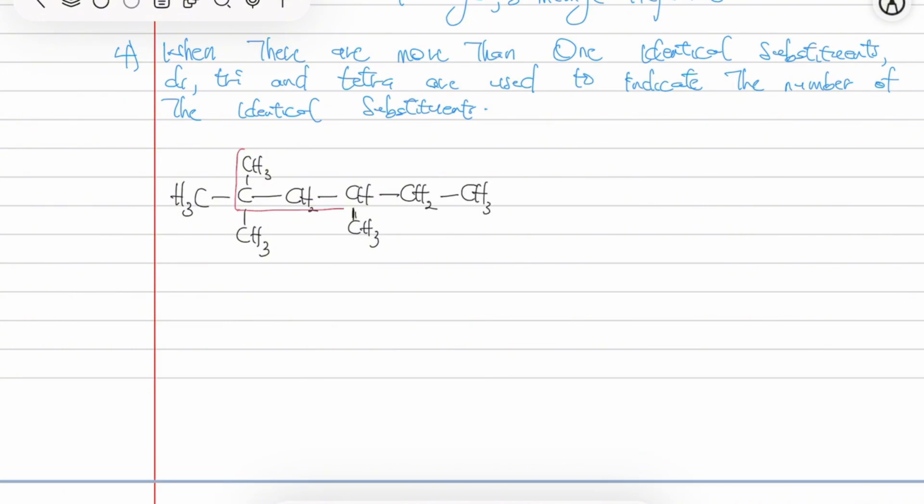According to the rule, the first thing I have to do is to identify my parent chain. This is my parent chain. The next step is to number the parent chain, starting from the carbon atom closer to the branch. Having numbered the parent chain, you will observe that we have 3 identical substituents at position 2 and 4 of the parent chain. Therefore, in naming this compound, we have to take cognizance of the position of this substituent in the parent chain by using the prefixes di, tri, and tetra before adding the position of the substituent.